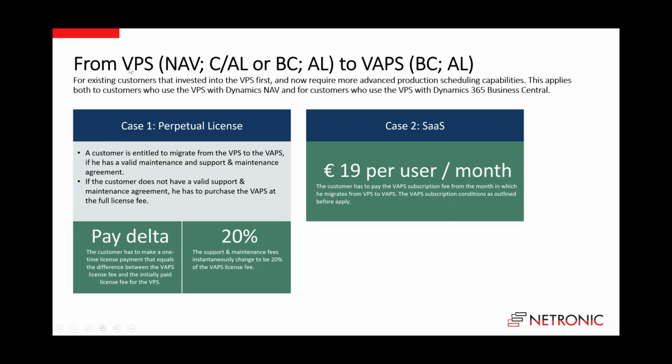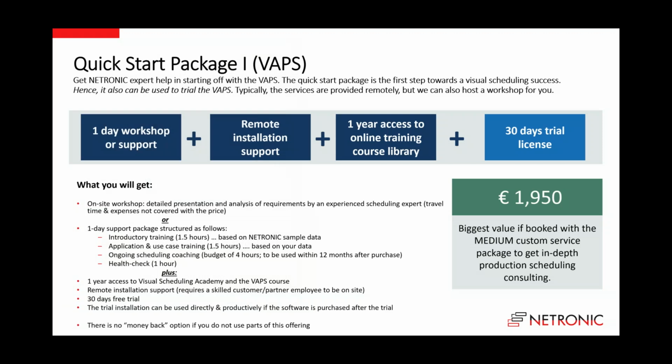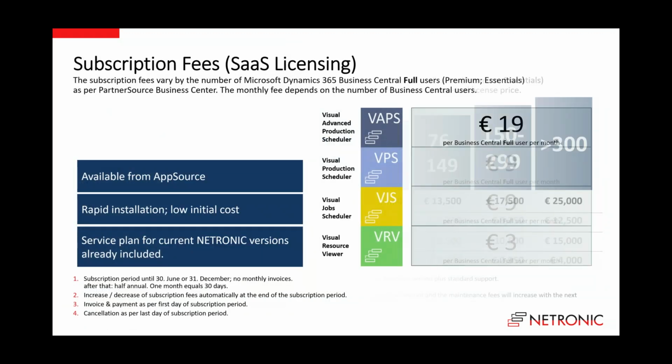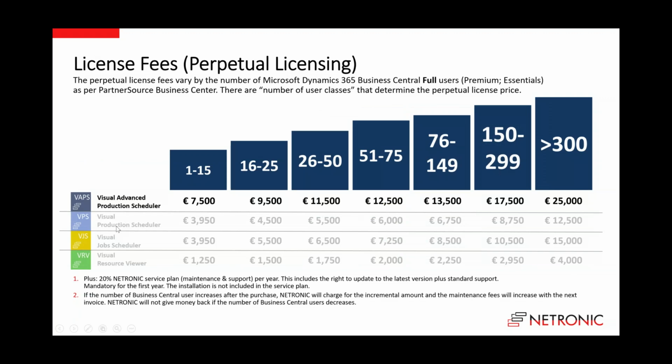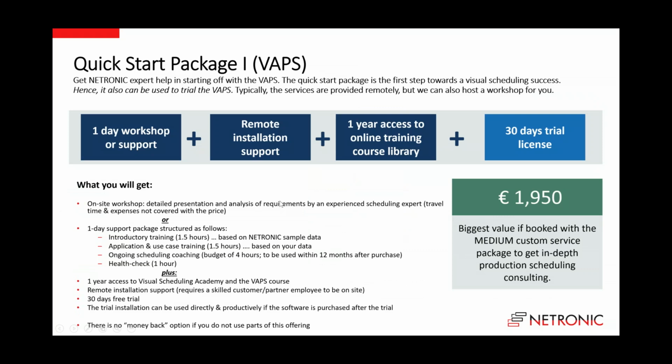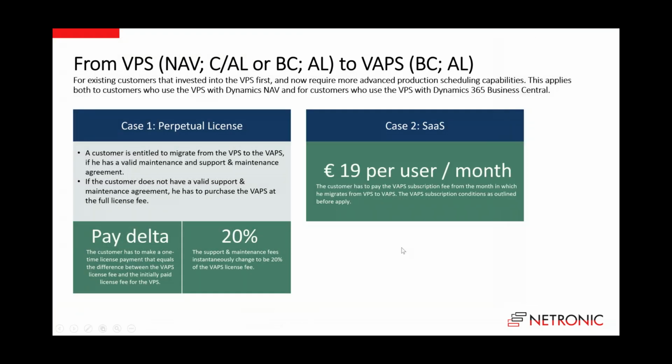We have a migration path from our Visual Production Scheduler, VPS, to the VAPS. They just need to pay us the delta. So if you have customers who want to start small, who want to walk first and then run, they can start with the Visual Production Scheduler. And if they are 20 users, they need to pay 4,500. And then if they want to migrate from the VPS to the VAPS, they just need to pay the delta. The subscription will change, and when they pay the delta, of course, support and maintenance with the next period will change from 16 to 20%.